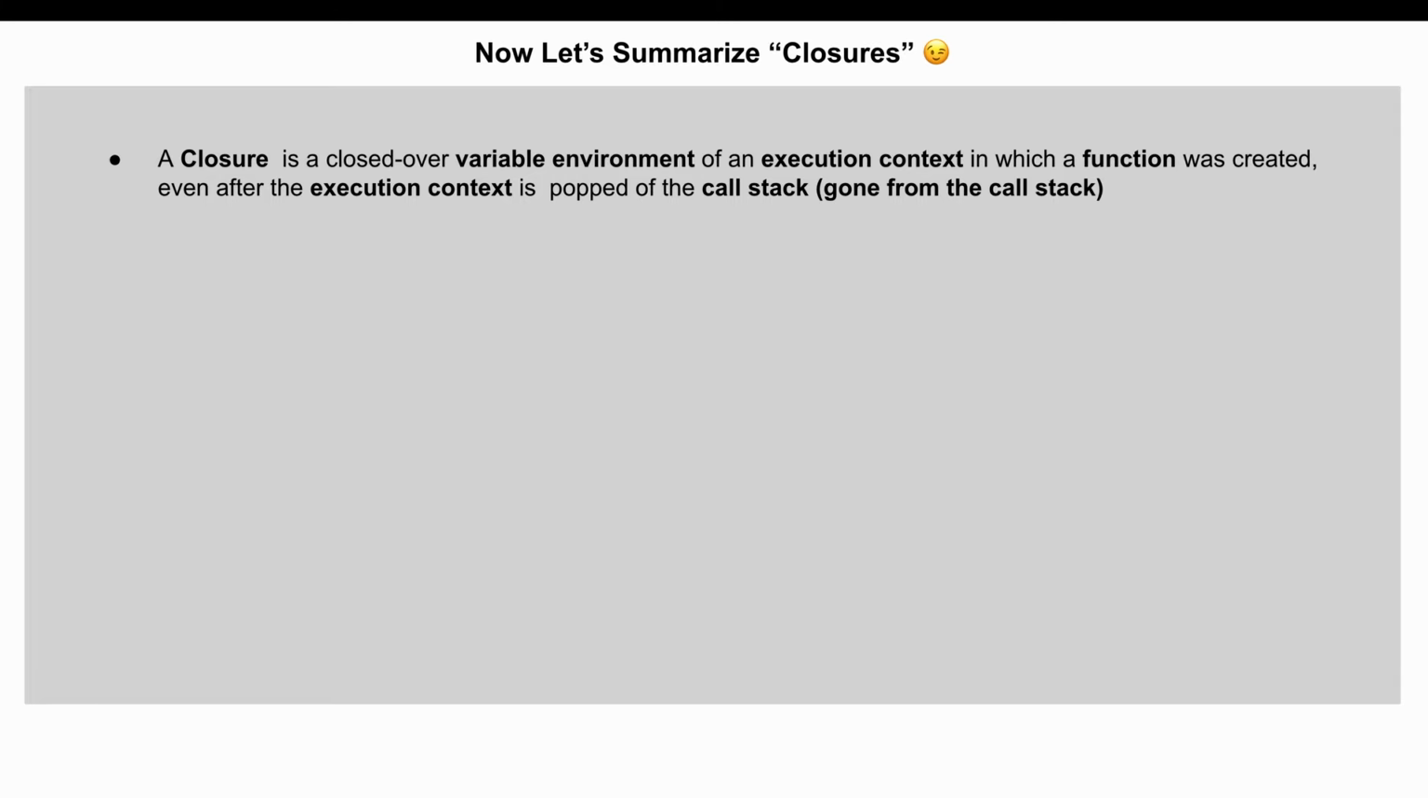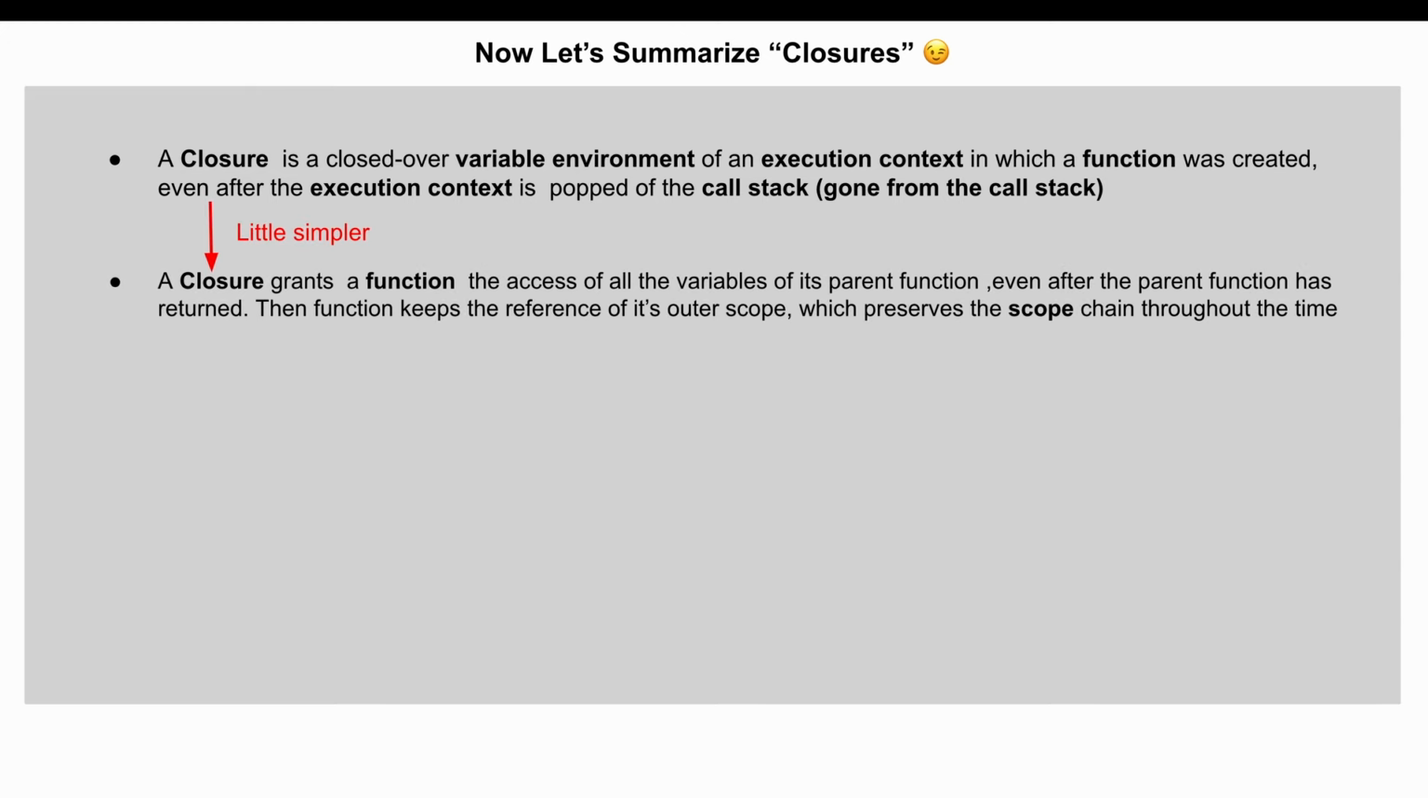Okay, and we have some more simpler definitions of it. We can say a closure grants a function access to all the variables of its parent function even after the parent function has returned, even after the parent function has gone completely. The function keeps the reference of its outer scope, which preserves the scope chain throughout the time.